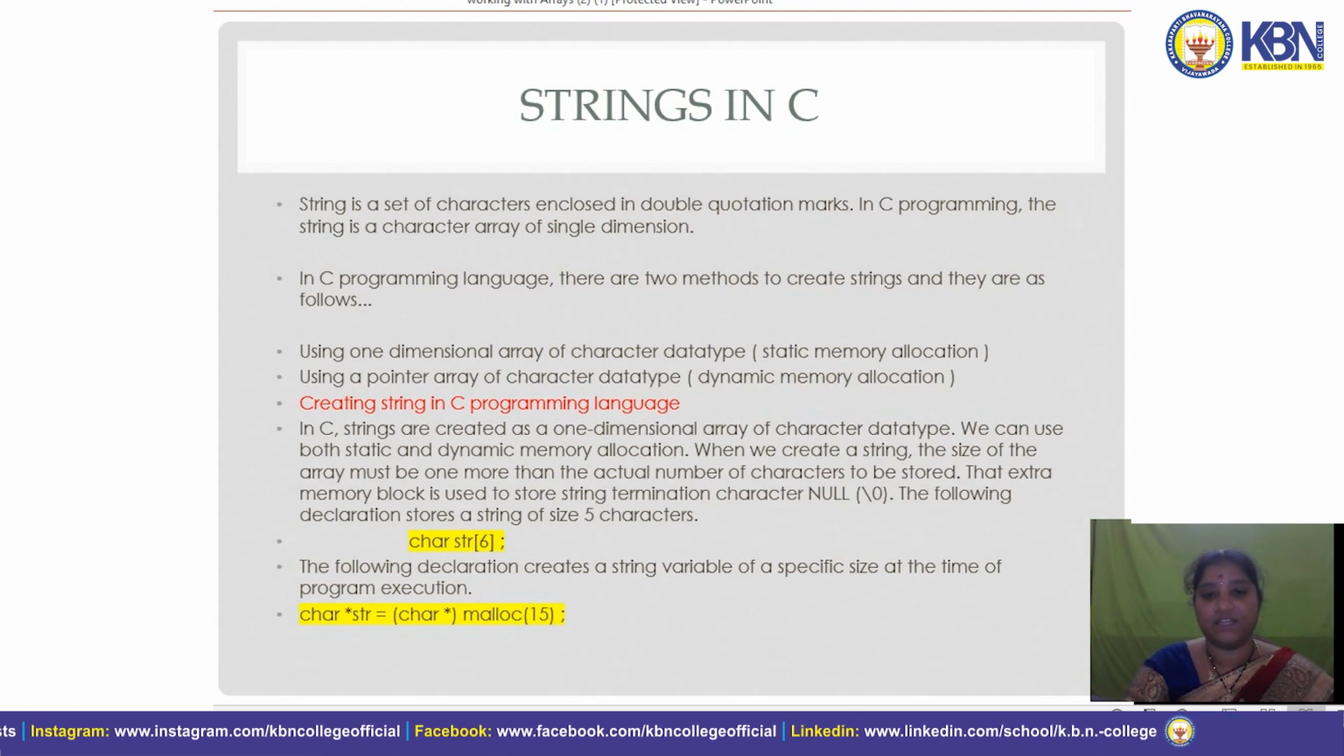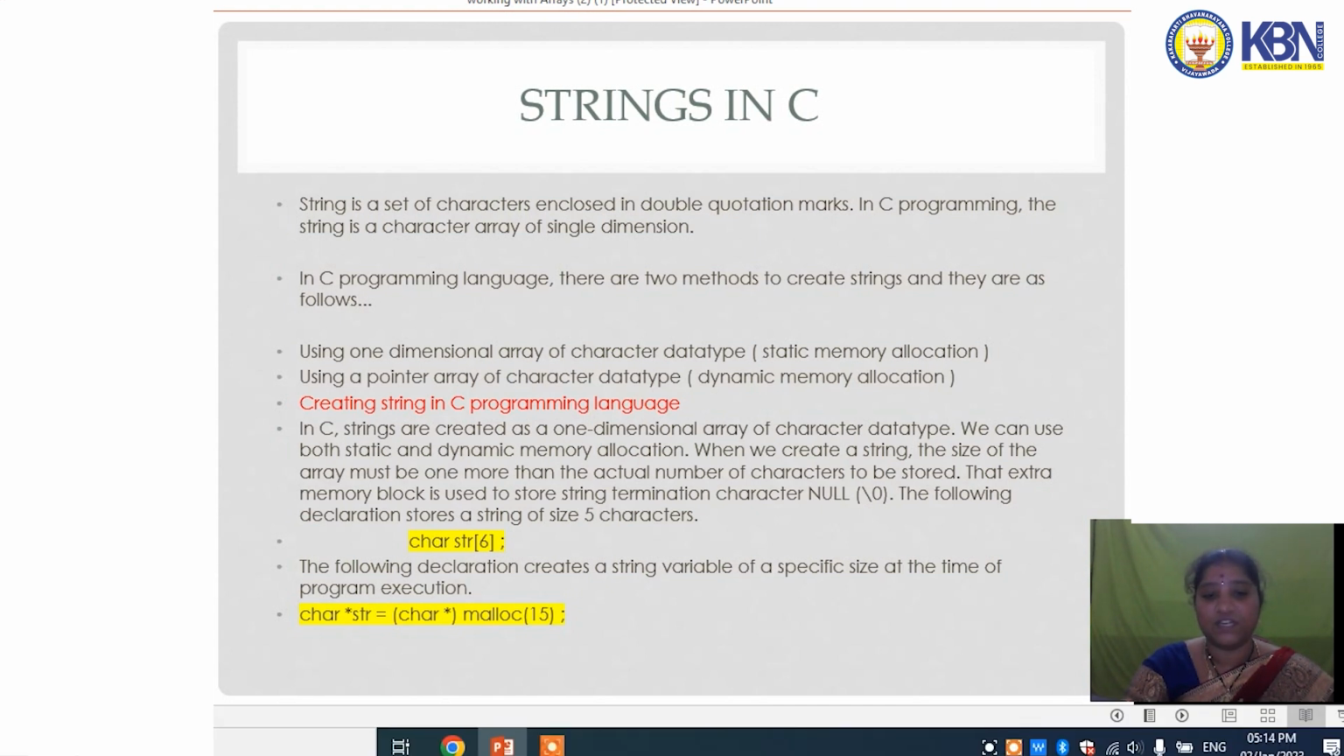And now our topic is strings in C. As you know, a string is nothing but characters. A string is a set of characters enclosed in double quotation marks. The string is a single-dimensional character array. In a C program we can use a 1-dimensional array of the character data type, which is static memory allocation, or a pointer of the character data type, which is dynamic memory allocation. So there are 2 methods to create strings: static memory allocation (SMA) and dynamic memory allocation (DMA).